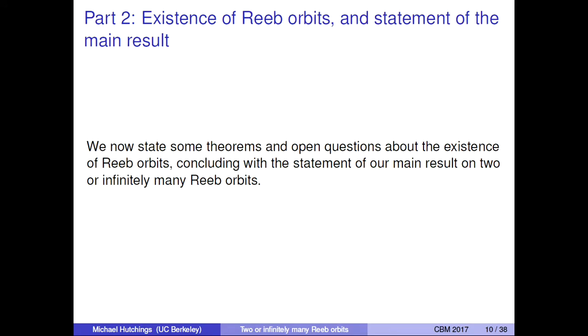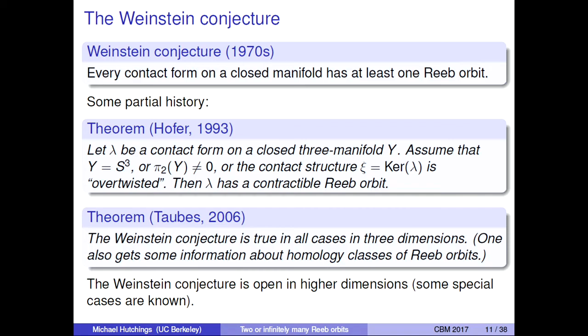So now let's talk about what's known about existence of Reeb orbits. So I just showed you a couple of examples where Reeb orbits are known to exist. And motivated by those examples and a couple of other examples, Weinstein formulated the Weinstein conjecture, which says that every compact manifold with a contact form has at least one Reeb orbit. And there's a long history of work on this and various results. So I'm going to have to skip most of it due to lack of time.